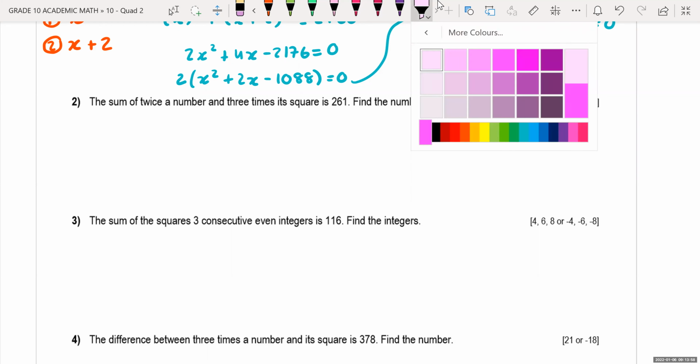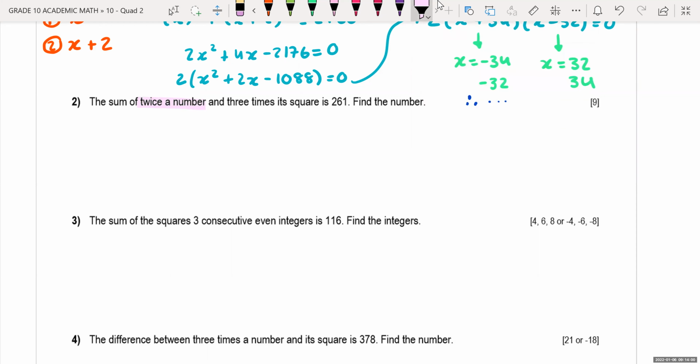We have twice a number and then 3 times its square. So I'm just going to go to the side over here. I know twice a number is 2x, and I know 3 times its square is going to be 3x squared. And Amina got it perfectly right, 2x plus 3x squared. And then you're adding the numbers together because it's the sum.